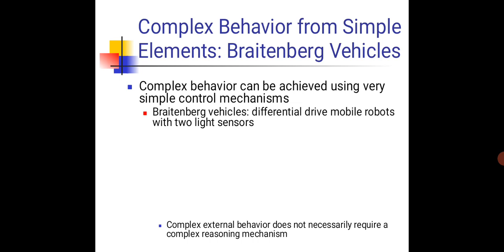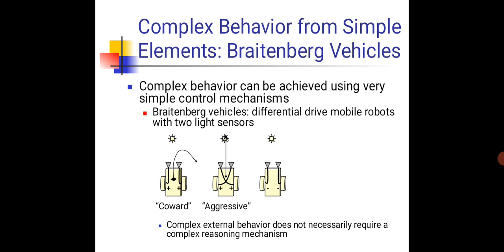Coming to complex behavior from simple elements, these are called Braitenberg vehicles. Complex behavior can be achieved using a very simple control mechanism. These are differential drive mobile robots with two light sensors. So complex external behavior does not necessarily require a complex reasoning mechanism. You can see here from the figure, we define behaviors such as coward, love, and aggressive. Of course, we know it is a behavioral aspect.